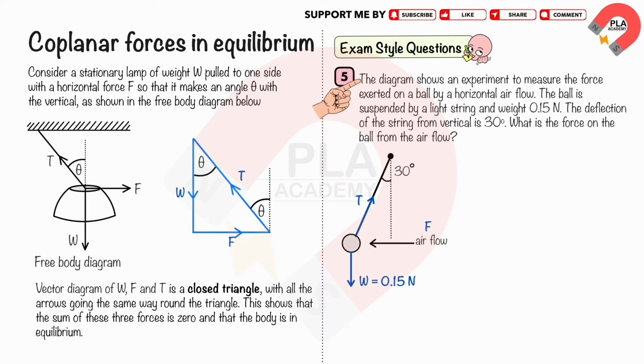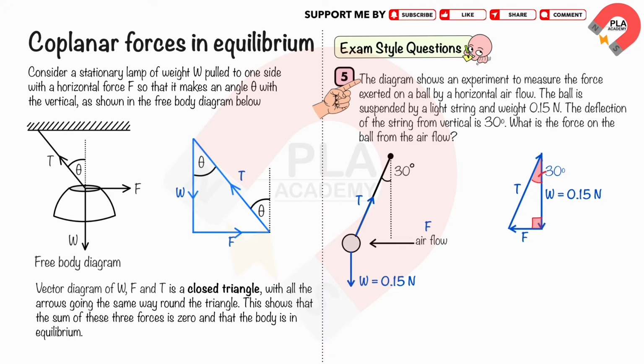The ball is in equilibrium, so the resultant force is zero and the vector diagram is a closed triangle. Draw the tension vector T. Draw the weight vector W, connecting the tail of W to the head of T. Draw the force vector F, connecting the tail of F to the head of W. This angle is 30 degrees, and this angle is 90 degrees.